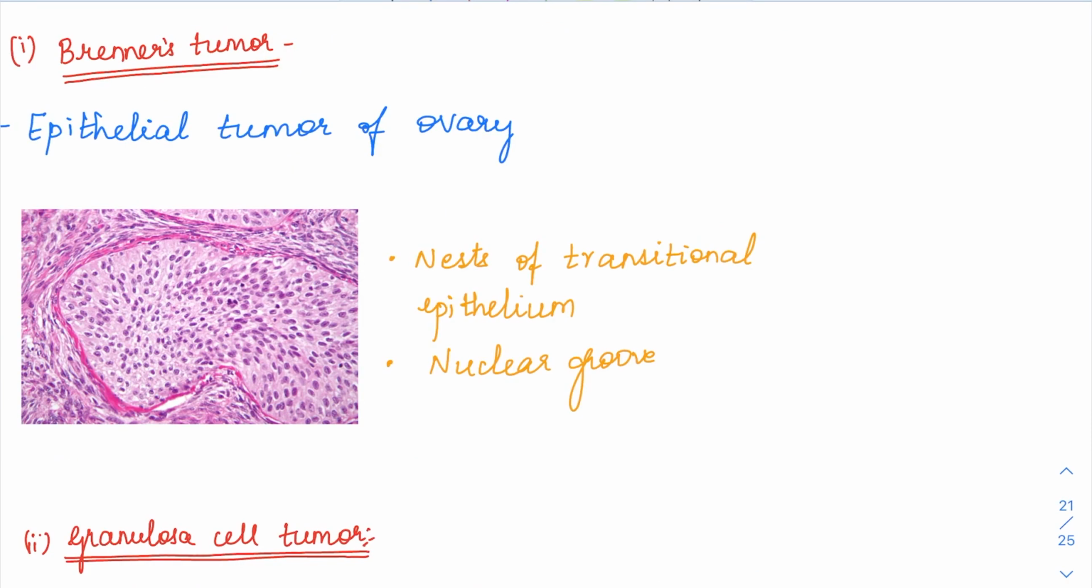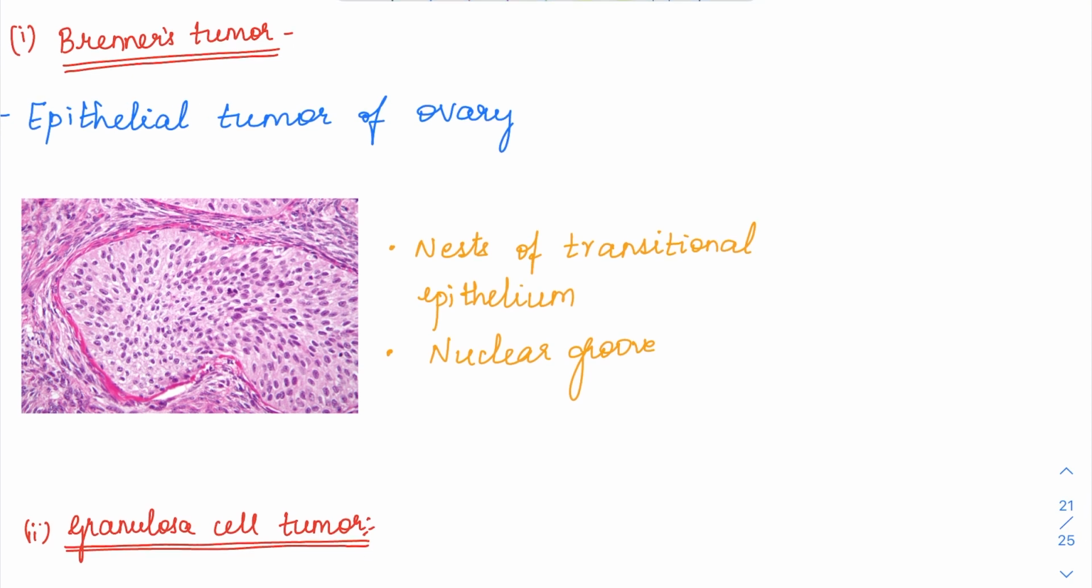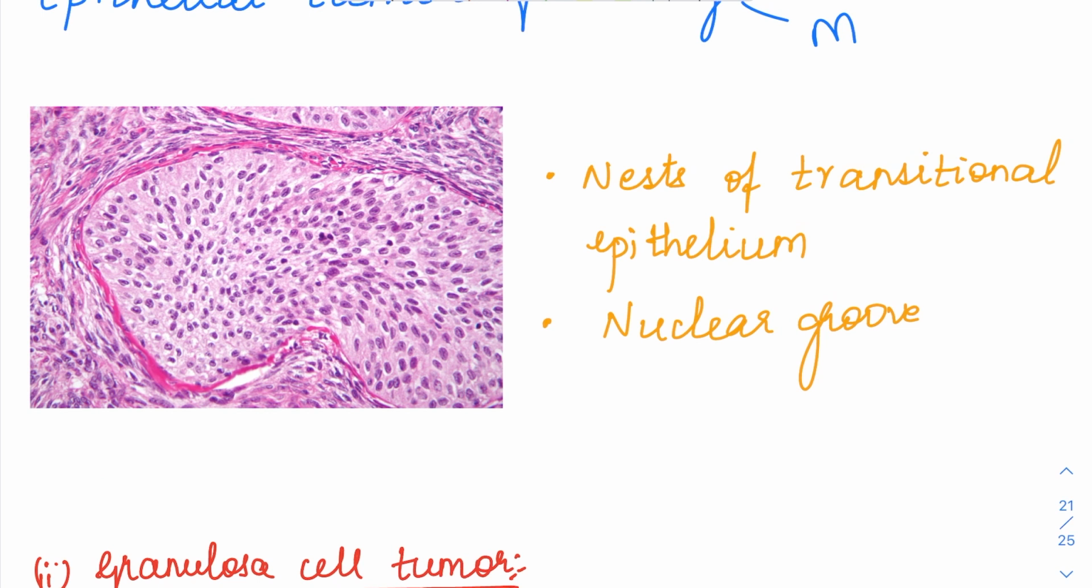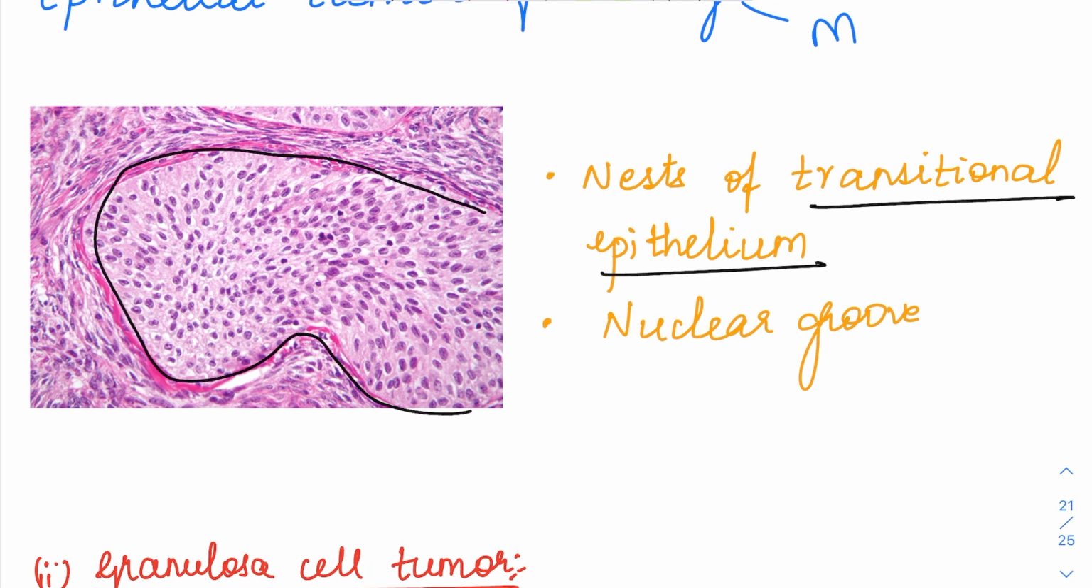So I'll be telling about Brenner's tumor alone in the surface epithelial tumor. Brenner's tumor is going to be a surface epithelial tumor which can again be benign, borderline or malignant. The classical image of this Brenner's tumor is that it is going to resemble a transitional epithelium. Transitional epithelium is the urothelial lining seen in bladder. So it's going to appear like a transitional kind of a lining which defines this Brenner's tumor.